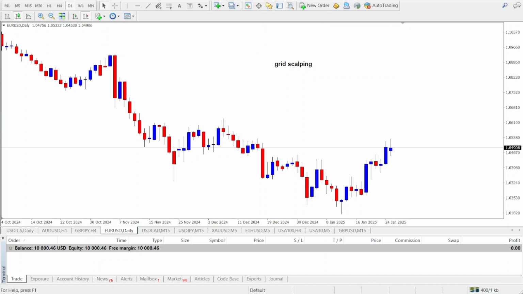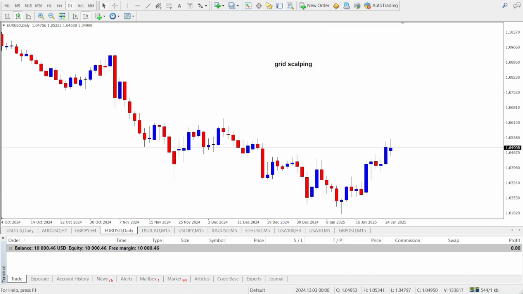First, let's just quickly understand what grid scalping is. In simple terms, it is a trading strategy that involves placing a grid of buy and sell orders at predetermined intervals above and below a central price. Now, the idea is to profit from price fluctuations within that grid, whether the market is trending or moving sideways. For example, we are on the Euro USD chart.